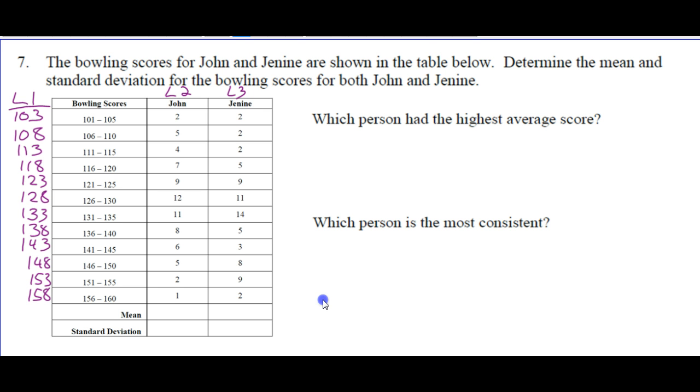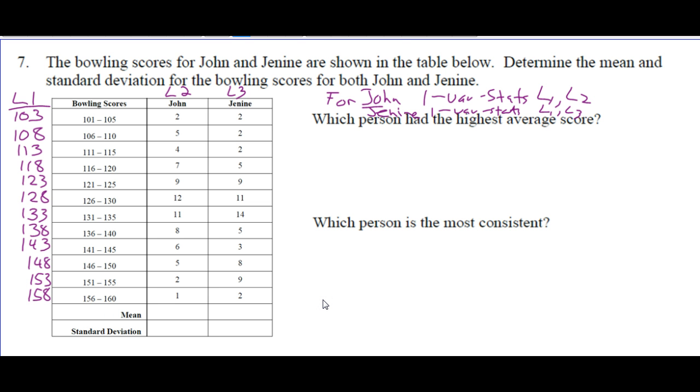And if you're trying to enter the L3s on top, because you don't want to clear your list, you'd have to re-enter these. The last thing I want to do is enter L1 twice if I go and clear my list. So you're going to do, for John, 1-var stats L1, comma L2, and for Janine, 1-var stats L1, L3. Okay, and I will pause this while you do it.